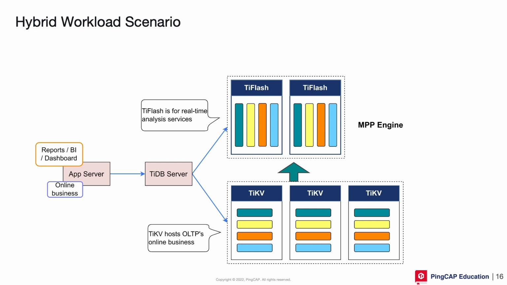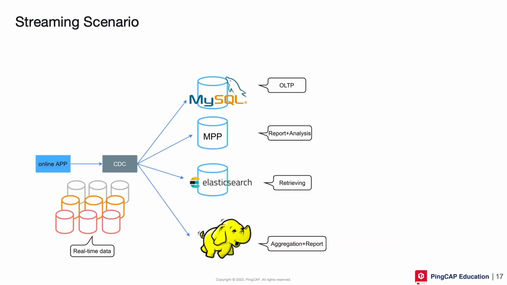TiDB is powering these applications. To the upper right of the diagram, we see that TiFlash handles the real-time analysis for the reporting, business intelligence, and dashboard applications. Scan down the right side of the diagram. Because of their OLTP characteristics, TiKV handles the online business application. There are more complex business scenarios documented on the official TiDB website. Take a look. The second scenario is streaming.